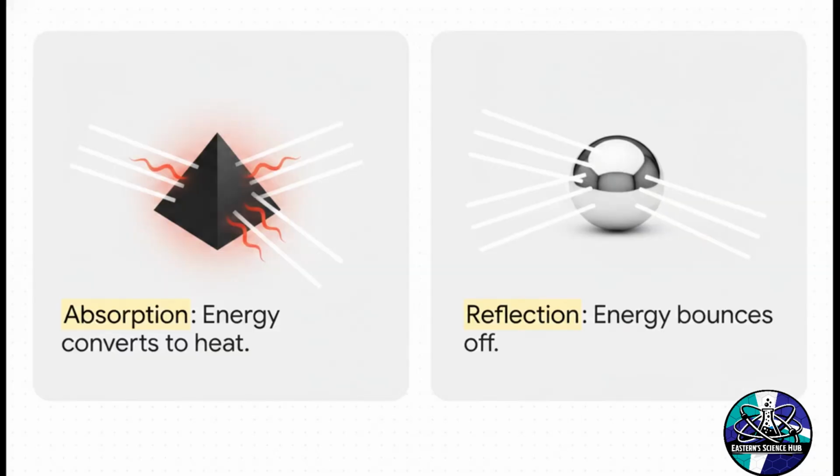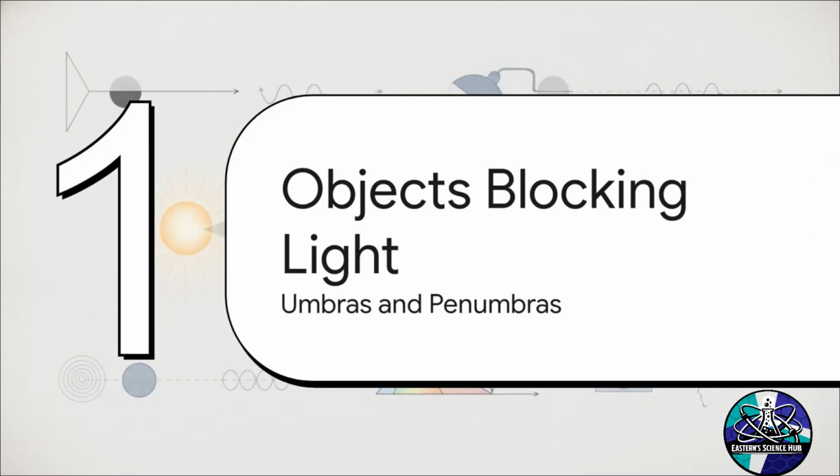So the crucial takeaway here is that our everyday visual experience is governed by a combination of absorption and reflection. The objects and colors we see all around us are entirely determined by which specific frequencies of light are absorbed by a material and converted into heat, and which frequencies bounce off the boundary and are reflected back into our eyes. But what happens when the material doesn't just absorb a specific color, but blocks the light entirely? Section 2. When objects block light.